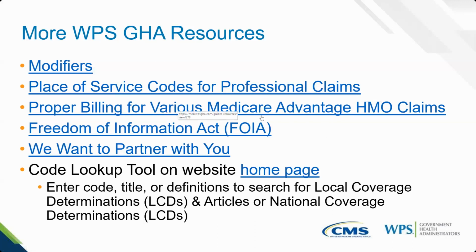Proper billing for various Medicare Advantage HMO claims. Those are those situations where the patient has chosen Medicare Advantage or Medicare Part C. It's kind of an eligibility denial, but this will help you learn a little bit more about Medicare Advantage claims. Freedom of Information Act, in case you want to request additional information for your place of business, information on rejections and denials specific to you. I didn't pull by specific PTANs or NPIs, but that information is available. You need to request it through FOI, and there may be a charge for it.